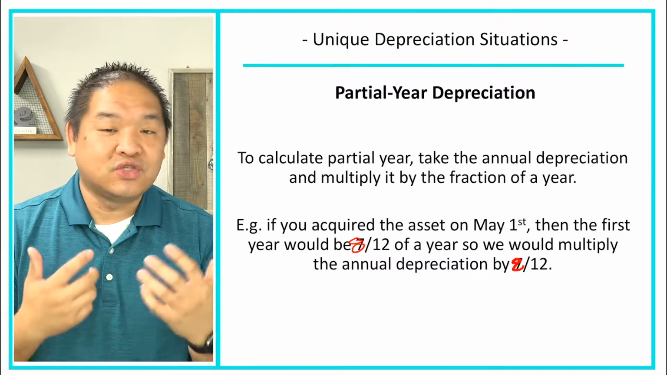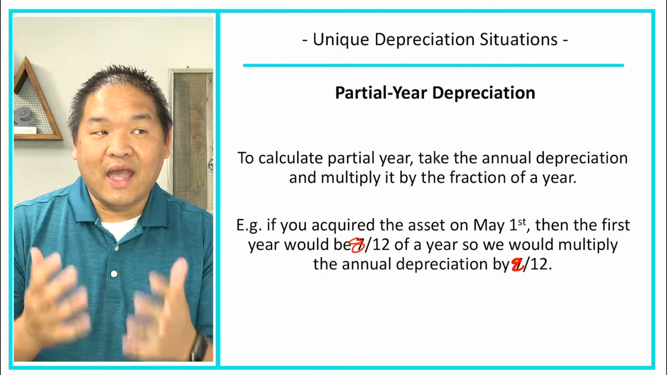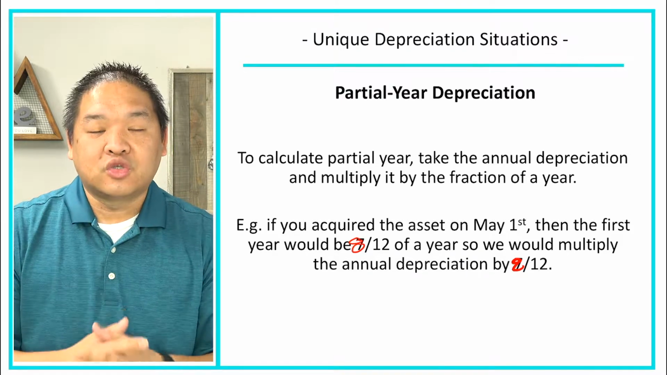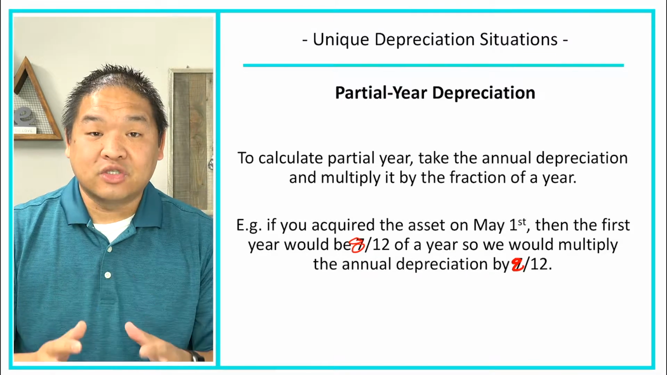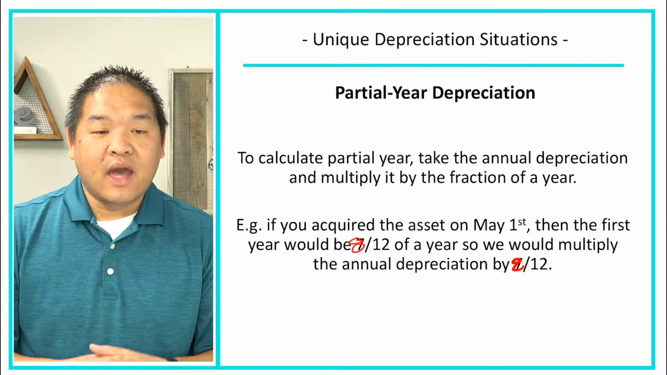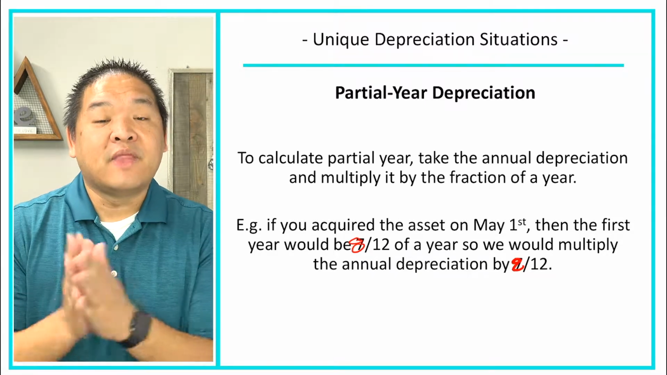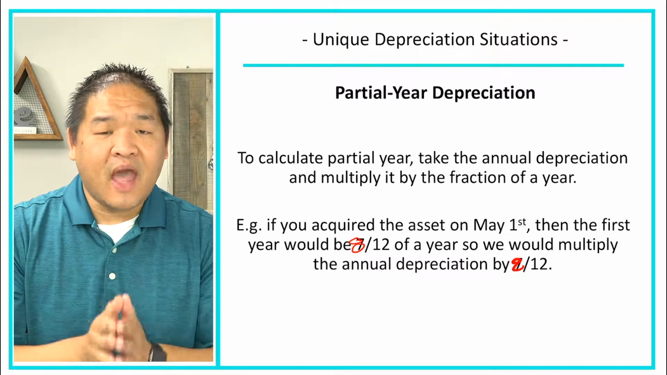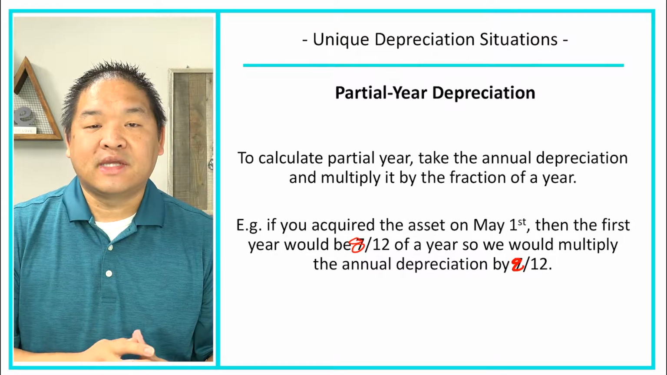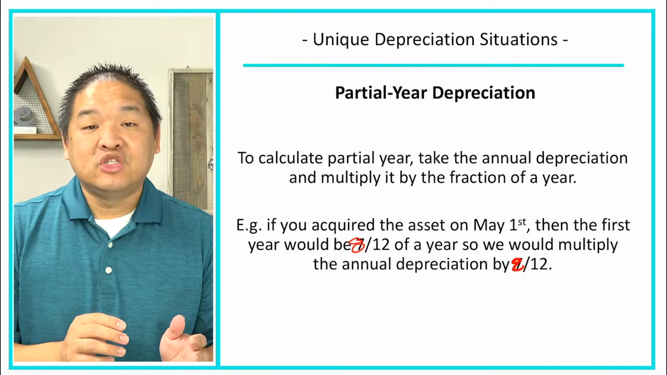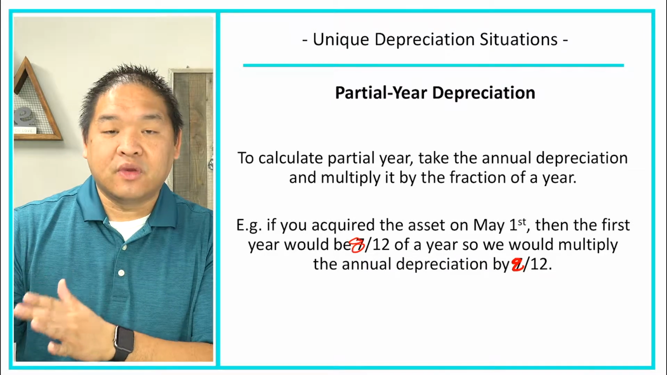So 8/12 because there's 8 months in this period over 12 months in a year. So 8/12 is what we're going to use. And then that's going to give us an amount less than the yearly depreciation. That's what we're going to use for year 1. And then in that final year, you're going to notice that we're going to catch up by doing 4/12 to catch up for the rest, okay?